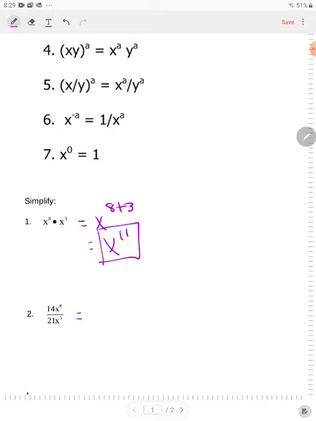On number 2, you're going to treat your numbers and your variables differently. So 14 over 21, divide each piece by 7. So that's 2/3. 8 minus 5 is 3. So it's 2x to the 3rd divided by 3.